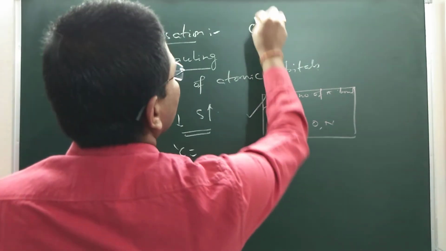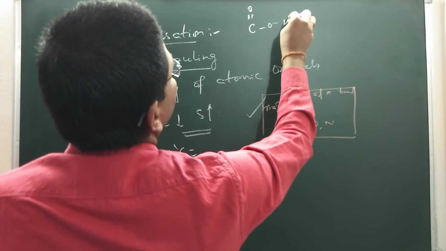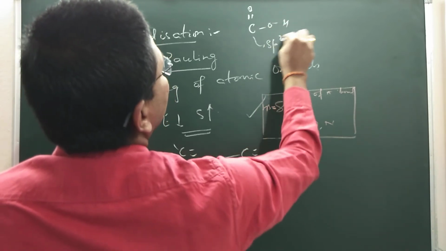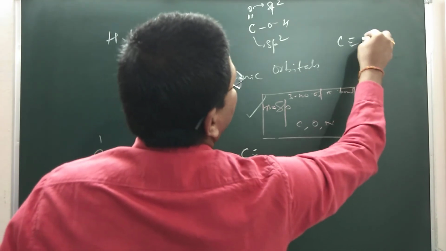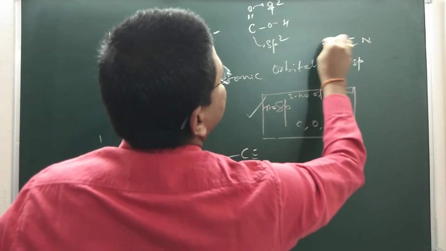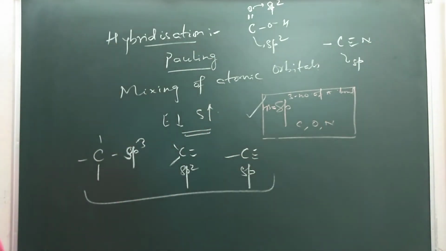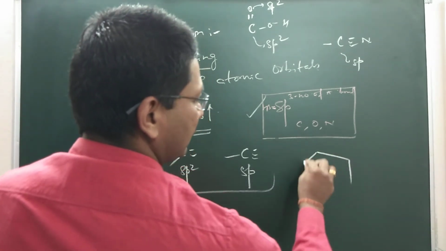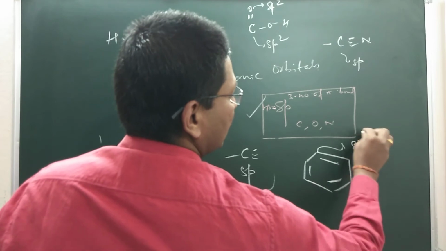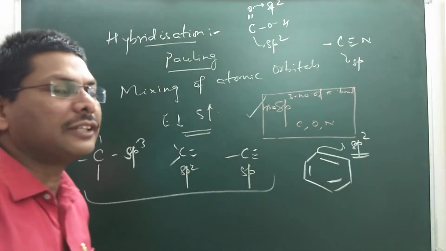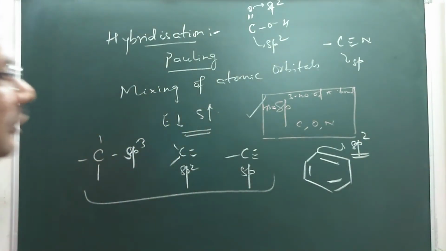Suppose a carboxylic group is there in the molecule, so the carbon will be sp2. Similarly the oxygen will also be sp2. If nitriles are there, it will be sp. If a benzene ring is there, it will be sp2. Based on that you can find out the hybridization of any organic molecule. So this was the first trick. Now moving to the next trick.